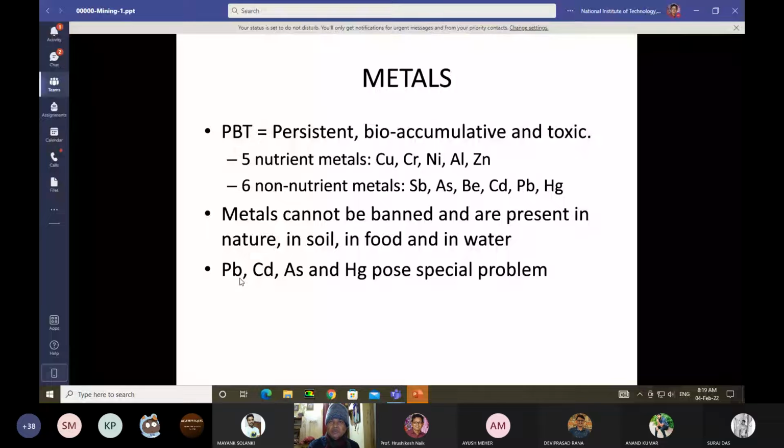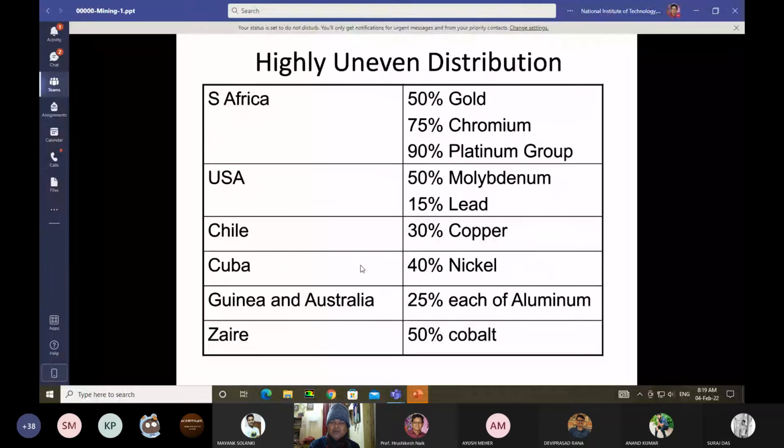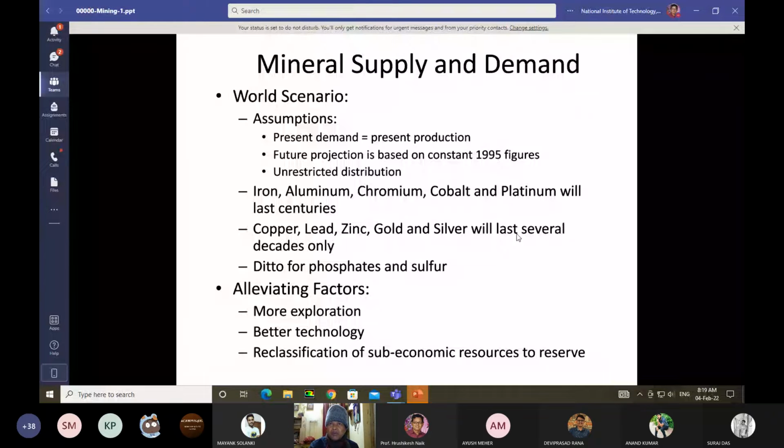In South Africa, 50% of gold, 75% of chromium, and 90% of platinum is there. In the USA, 50% of molybdenum and 15% of lead. In Chile, 30% of copper. In Cuba, 40% of nickel. In Guinea and Australia, 25% each of aluminum is present. So there is a great demand for the minerals.